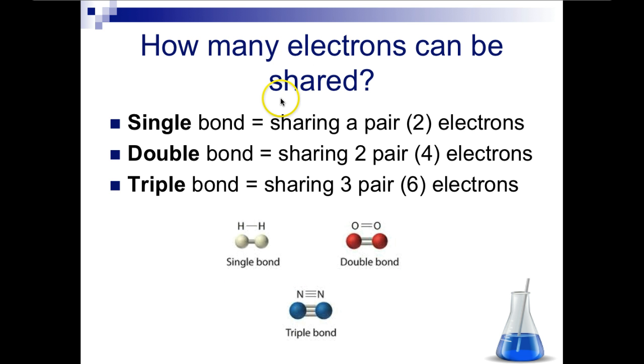So how many electrons can be shared? Well, if we're talking about a single bond, that will share 2 electrons. A double bond shares 2 pairs, or 4 electrons total, and a triple bond will share 3 pairs, which is 6 electrons. So an H-H bond is a single bond. An O-O bond, or an O2 molecule, has a double bond in between it. And a nitrogen compound has a triple bond in between it.